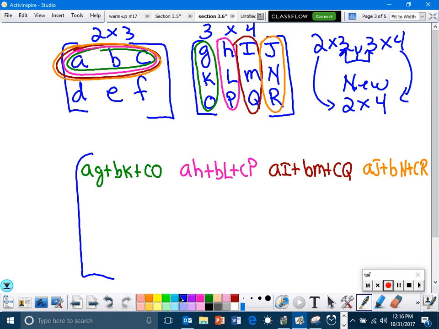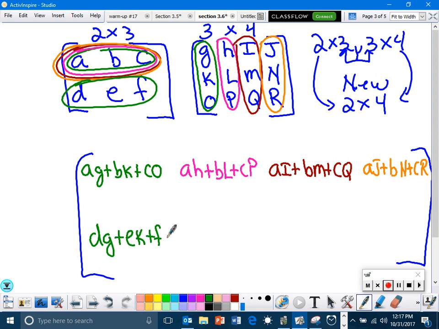And then that's where I would close that out. So you can see there is the first row. I'll keep the colors the same. All right, now we'll do the bottom row. So bottom row, first column. So D times G plus E times K plus F times O.